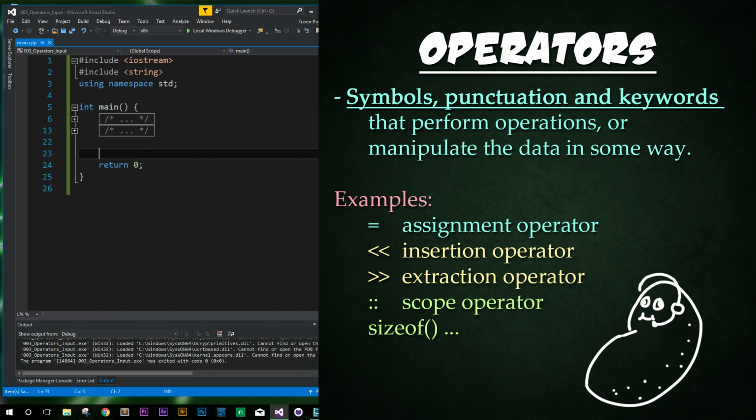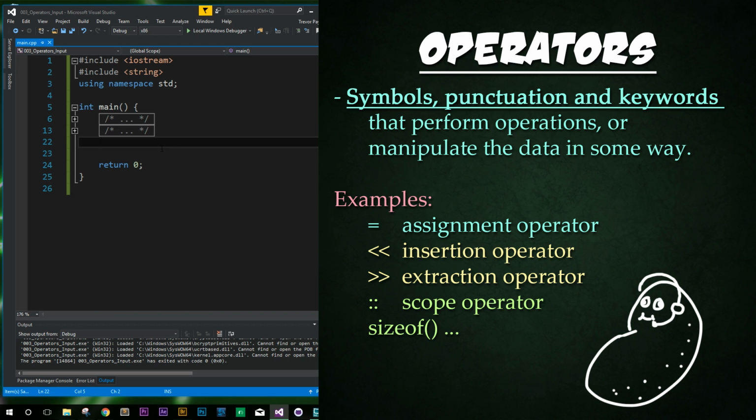Operators are symbols, punctuation, and other things that perform operations. They manipulate the data in some way. Some operators that we've already used are the equal sign, which is an assignment operator. The double less than sign, which is the insertion operator, which we've used next to cout. There's the double greater than sign, which is the extraction operator, which we use next to cin because we're extracting stuff with cin and inserting stuff with cout.